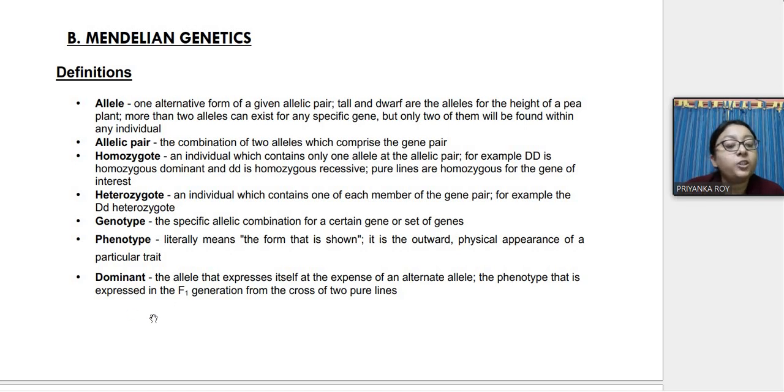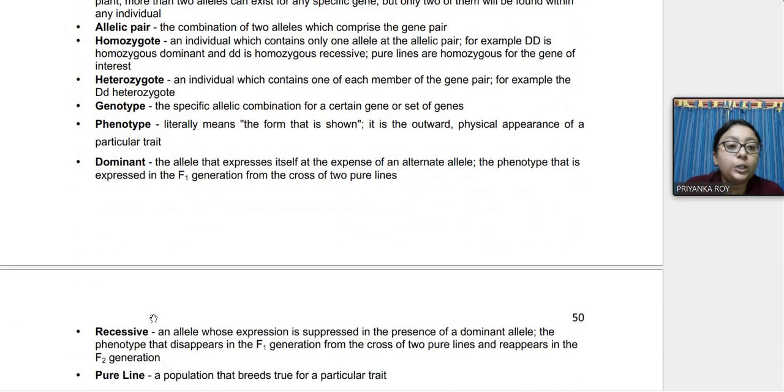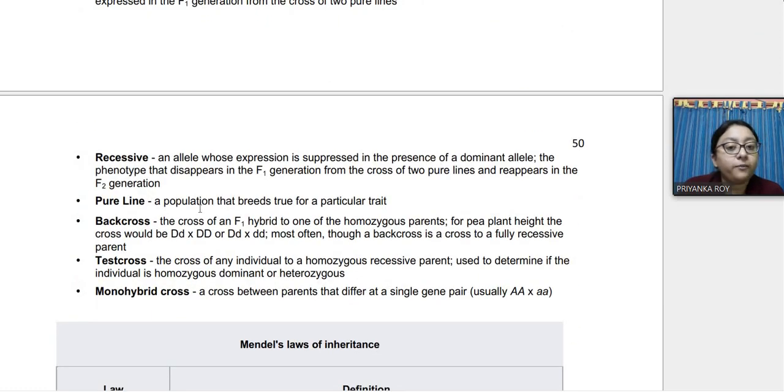Dominant is the allele which can express itself at all times. Whenever it is present in a homozygote or in a heterozygote, it will always express itself. That is called a dominant allele, and it will suppress the expression of the recessive allele. The recessive allele is the allele whose expression is suppressed by the dominant allele. What is a pure line? A population that breeds true for a particular trait. That means everything in the homozygote condition will be considered a pure line. A heterozygote is not considered a pure line.